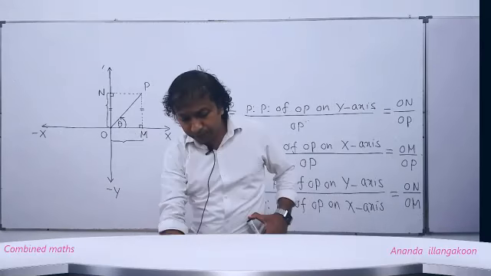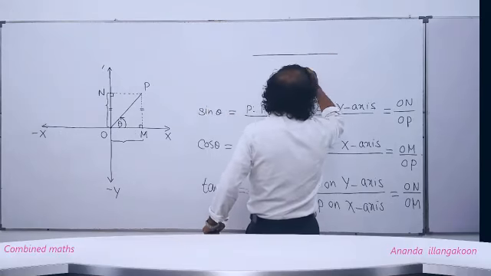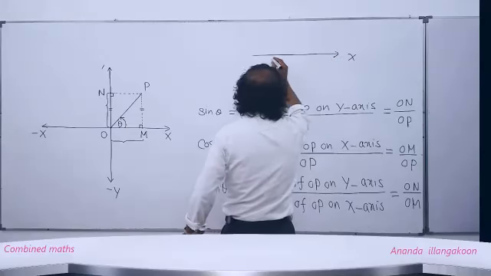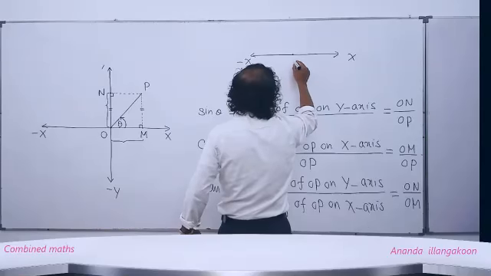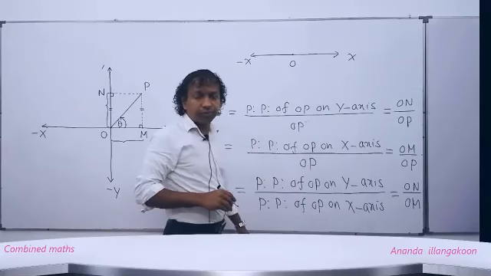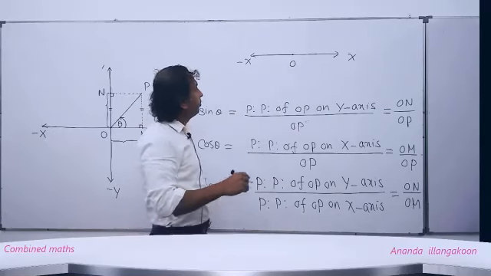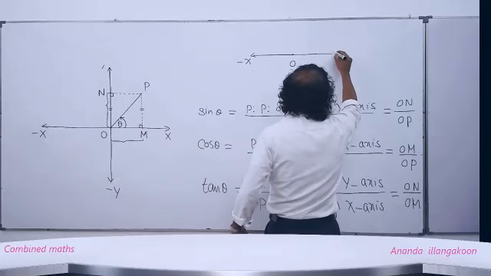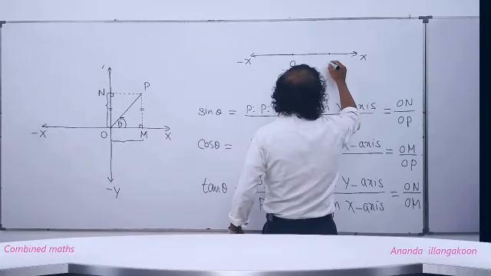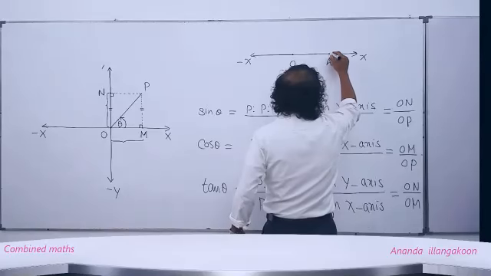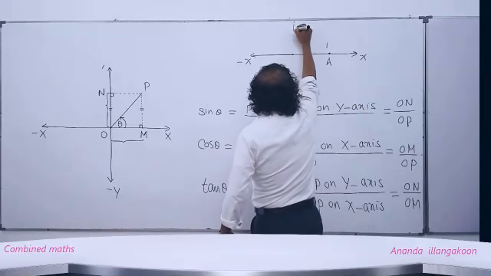When we consider, suppose this is the x-axis, this is the negative x-axis, this is the origin. This is a number line. Suppose here we have a point A. Now, we'll take the y-axis also here for the convenience of thinking this.